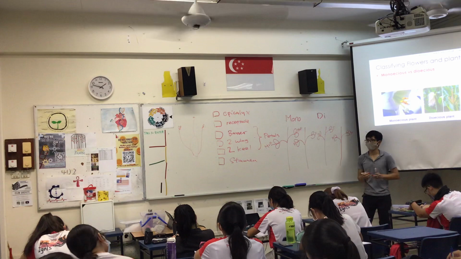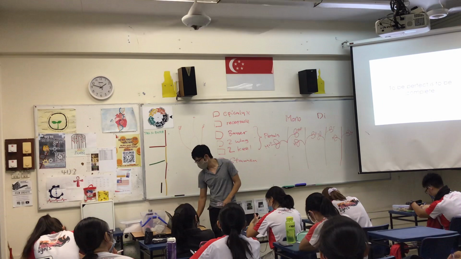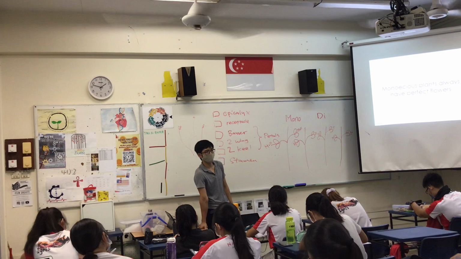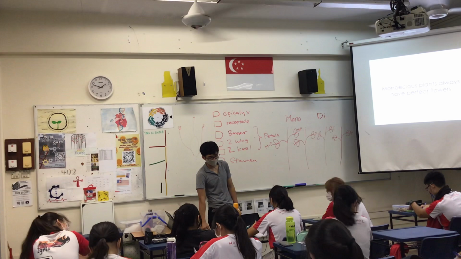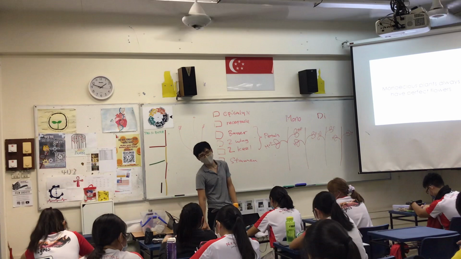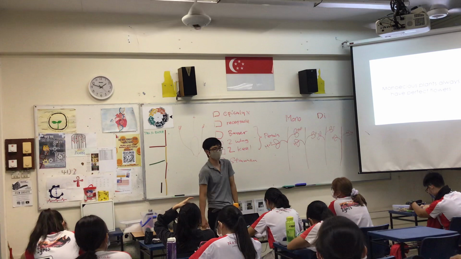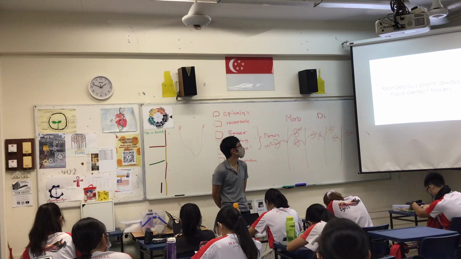Okay? So a brain teaser for you. Monoecious plants always have perfect flowers. Think for yourself. No, Megan. Everything I give you, you will chop it and bash it into small pieces. First time, remember we got kidney dissection? Our kidney became many parts. Monoecious plants always have perfect flowers. True or false?